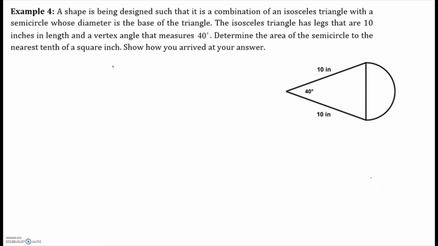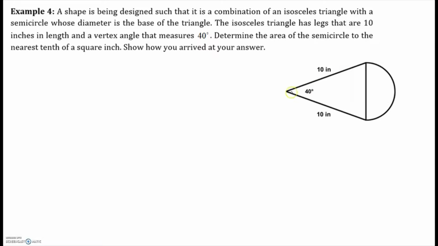All right, example 4. Now, I'll be honest with you, this question is quite advanced. So I think I'm going to hold off on this one, because the Regents exam likelihood of something like this is extreme. But this question would require you to use some trig in order to find this.